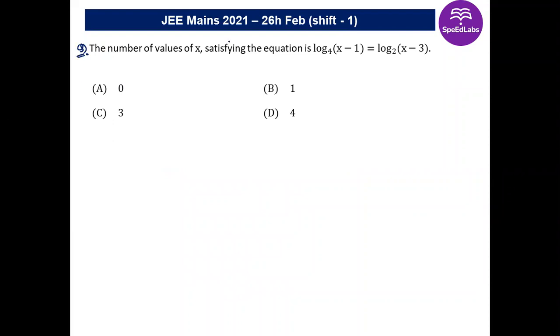So here in this question, we have to also use logarithmics. All right. So the question is, number of values of x satisfying this particular equation. All right, so it is a logarithmic equation, we have to simplify it. So let's see how we can do that. So log x minus 1 to the base 4, it's equals to log of x minus 3 to the base 2. Okay, so how we can simplify?